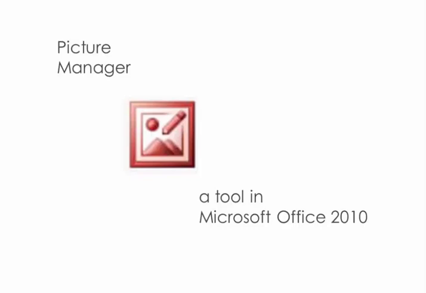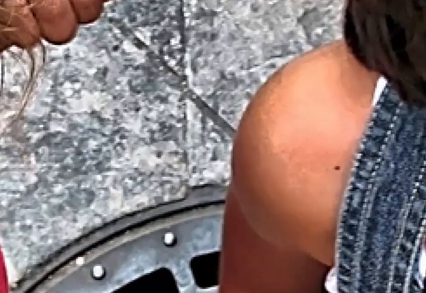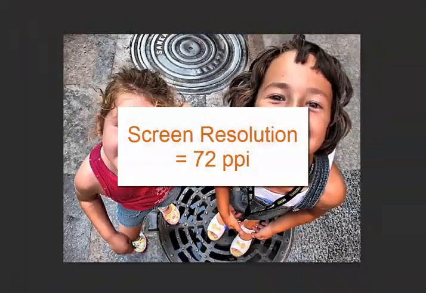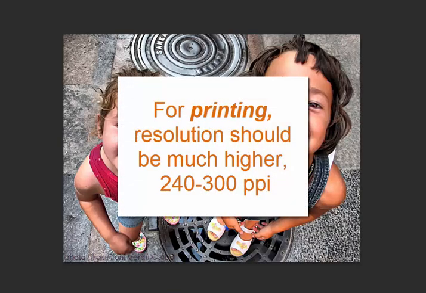But first I think it will help to look at what pixels actually are. If you zoom in, you can see that they're just squares of color. A screen can only have so many squares of color in a given area. Generally, 72 of them fit in 1 inch. So that's where PPI, or pixels per inch, comes from. So screen resolution is 72 ppi. Picture Manager displays everything in screen resolution, which is what we're going to use this for, so we really don't need to worry about resolution.